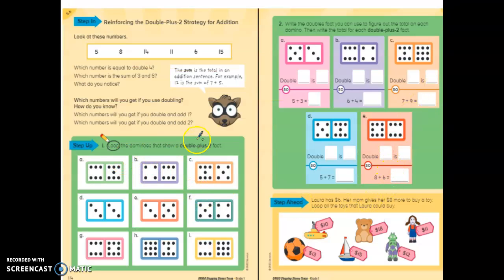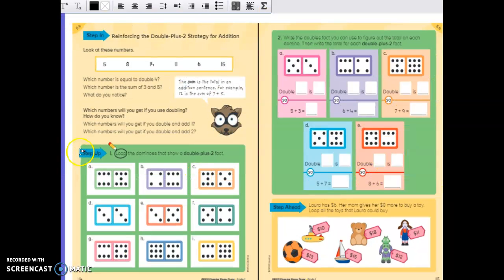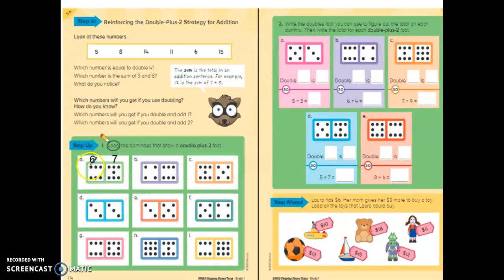It says, circle the dominoes that show a double plus 2 fact. Well, the first thing I want to do is label. So A, we're going to do A together. I have 6 on the left, and I have 7 on the right. So what you need to do is start with a smaller number and count on 2. 6, 7, 8. So this should say 6 plus 6 and 8 if it's a double plus 2 fact, but it's not. So I'm going to cross it out. I'm not going to circle that one.